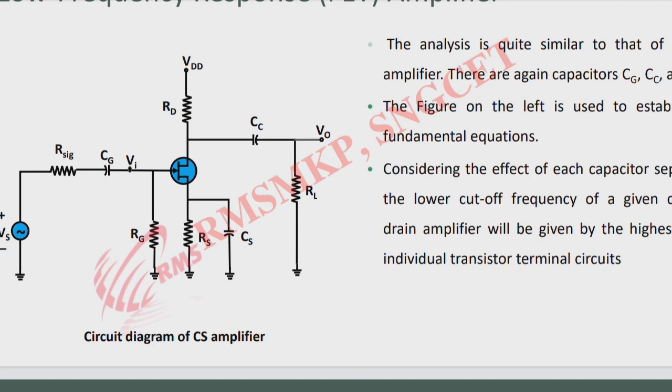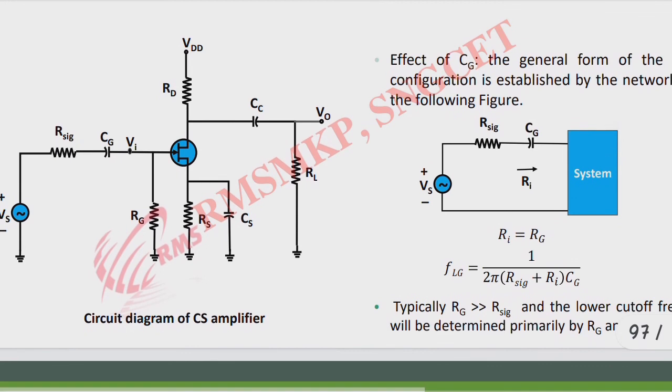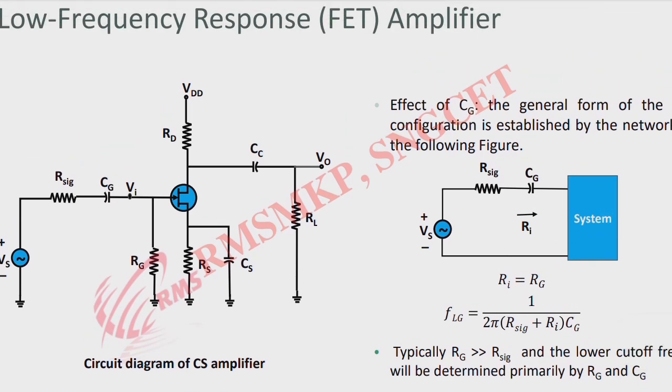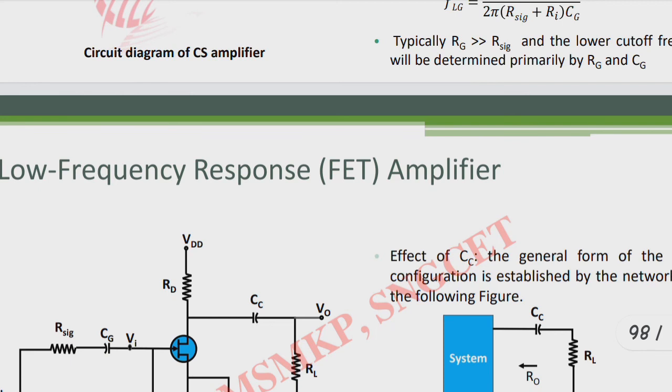It is similar to that of the BJT. There are again capacitors CG, CC and CS. The figure on the left is used to establish the fundamental equations. Considering the effect of each capacitor separately, the lower cutoff frequency of a given common drain amplifier will be given by the highest of the individual transistor terminal circuits. Effect of CG: the general form of the RC configuration is established by the network in the following figure. Ri equal to Rg, FLG equal to 1 by 2 pi of (R signal plus Ri) into Cg. Typically, Rg is greater than R signal, and the lower cutoff frequency will be determined primarily by Rg and Cg.